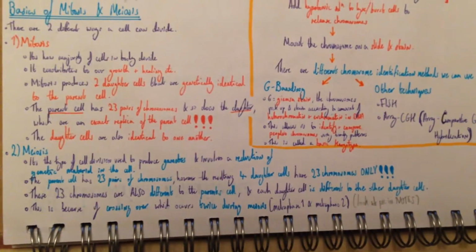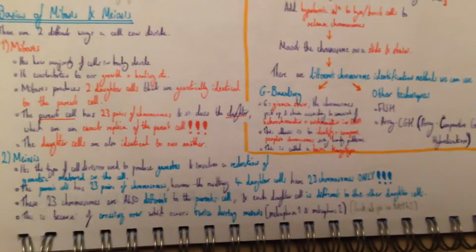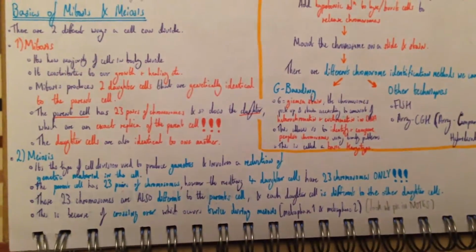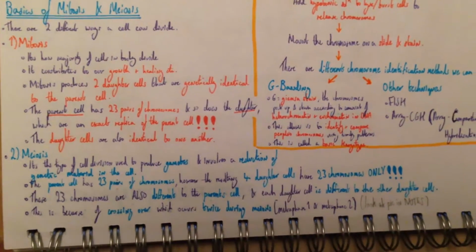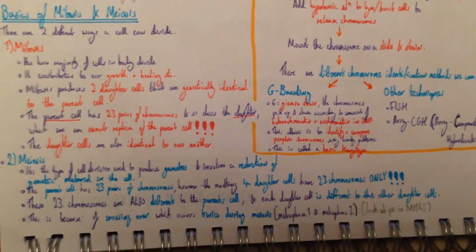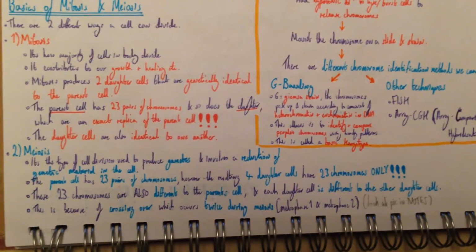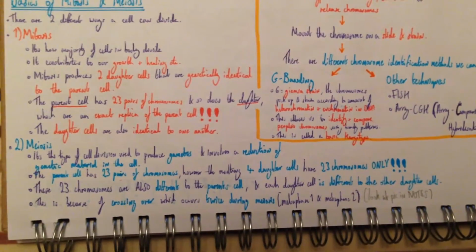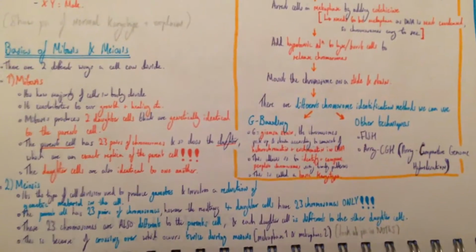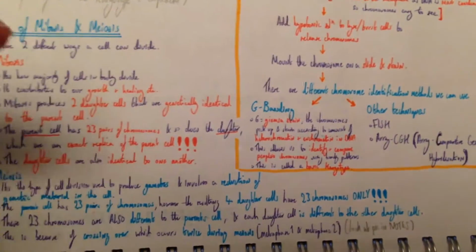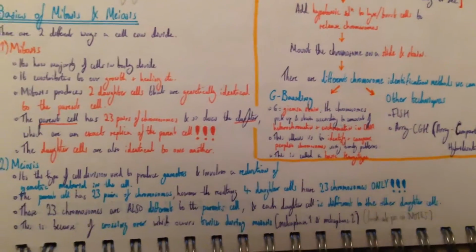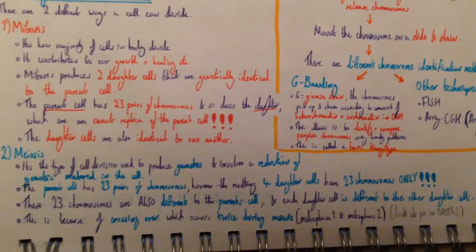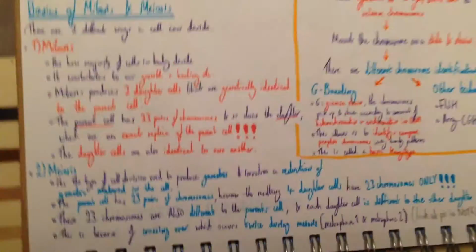The parent cell has 23 pairs of chromosomes, and so does the daughter cell, which has an exact replica of the parent cell's chromosomes. The daughter cells are also identical to one another. So parent cells produce daughter cells, daughter cells are an exact replica of their parents, and the daughter cells are identical to each other.